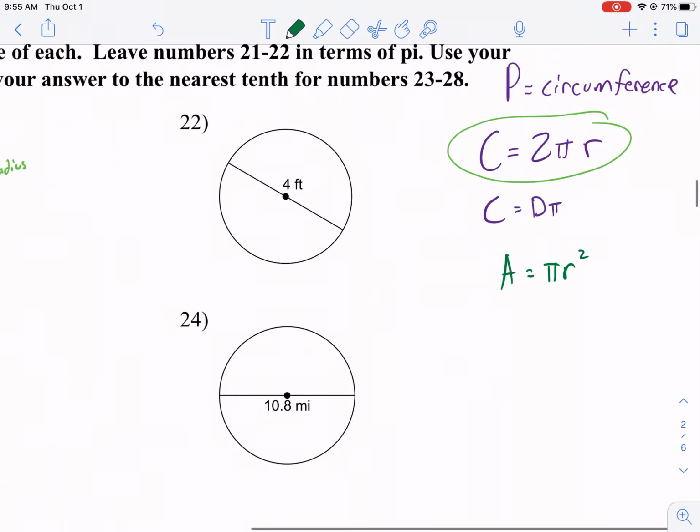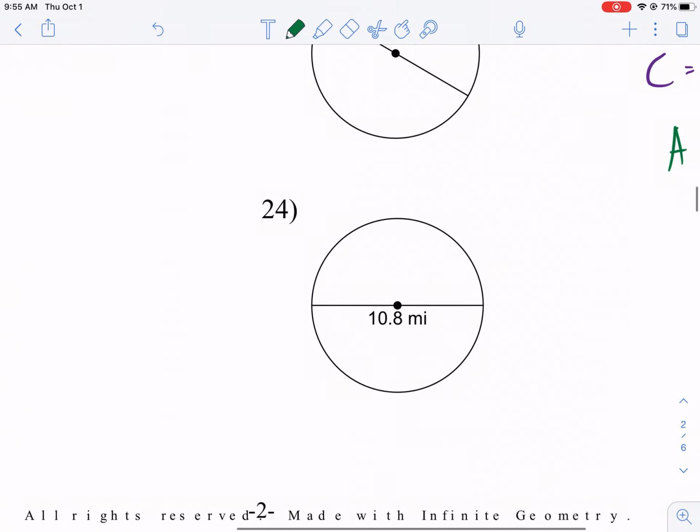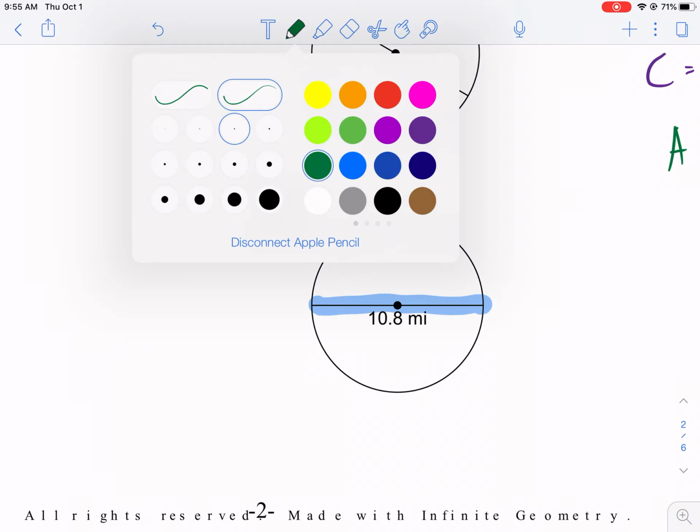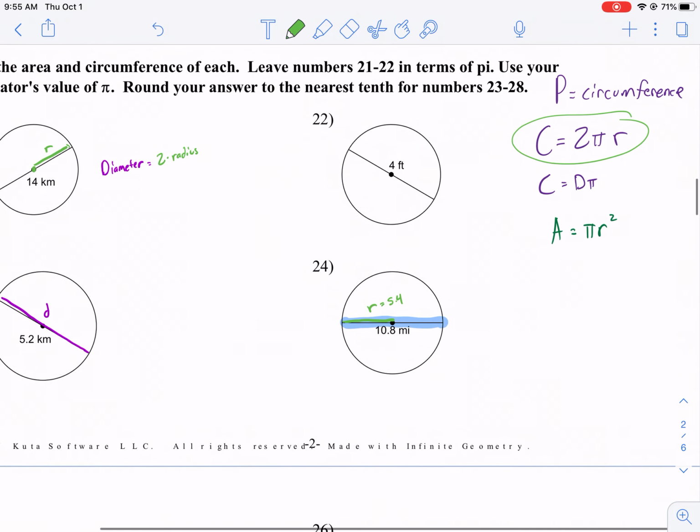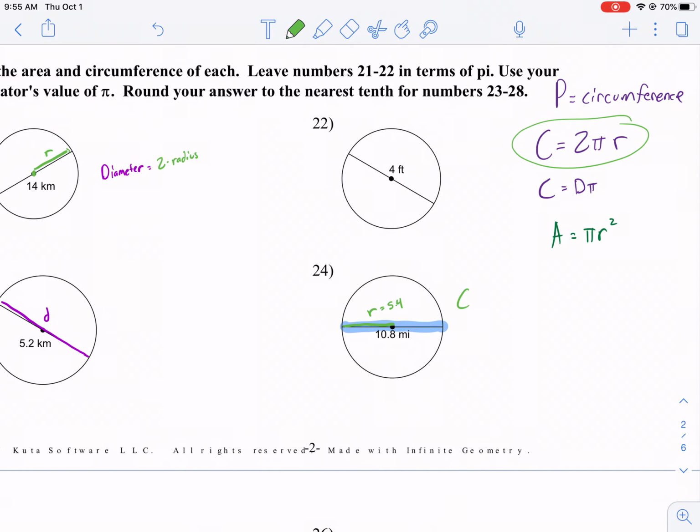So let's just do one of these. We'll go ahead and do, I guess, 24. For 24, we're given the diameter, as you can tell. That's the diameter. The first thing we should probably find is the radius. We want r, and r is going to be half of that. So 10.8 divided by 2 is 5.4. Now we need to plug this into both our formulas. So circumference equals 2 pi times 5.4. So that's going to be 10.8 pi.